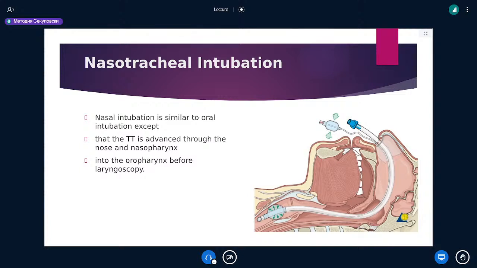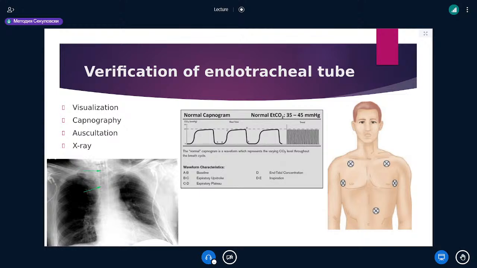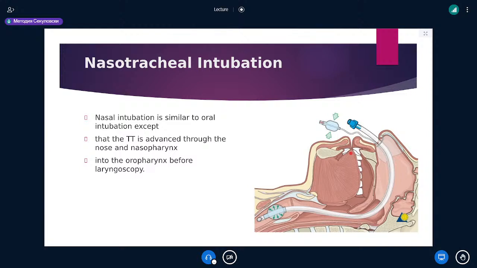Okay, nasotracheal intubation. If doctors are working on the mouth operation or something different, we work with nasal intubation, and with little children we work with nasal intubation. It is similar to oral intubation, except that the tracheal tube must be put into the oropharynx before laryngoscopy. What is the difference? One intubation tube comes from the oral route, the other comes from the nasal route. In most patients oral intubation is better because the nose is very small.